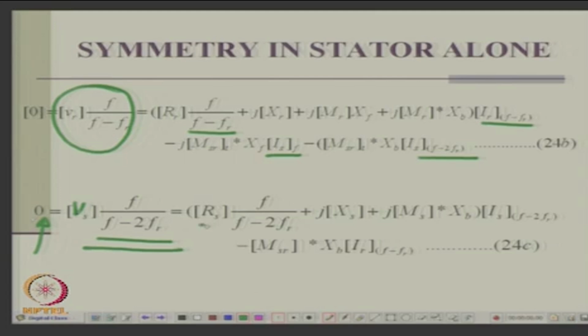Then this is RS over F over F minus 2 Fr plus JXS, and this is due to its own current F minus 2 Fr, but also due to the rotor current F minus Fr. So, you have three equations for the machine: two for the stator and one for the rotor.